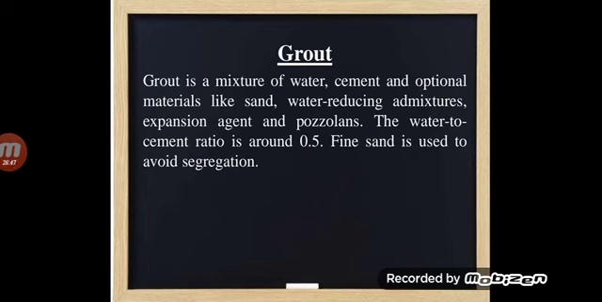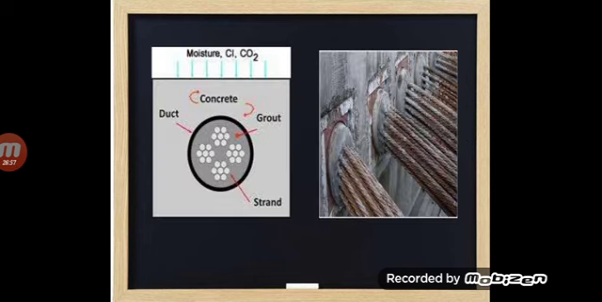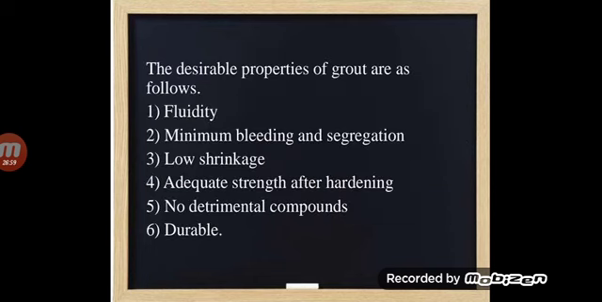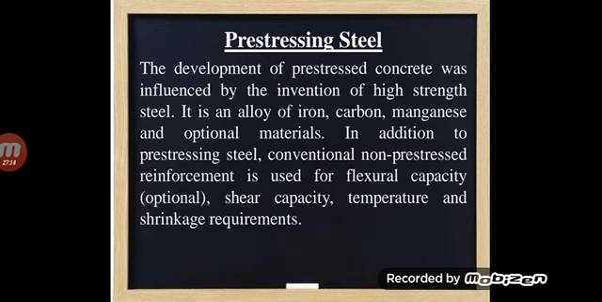Next one, grout. Grout is a mixture of water, cement and optional materials like sand, water reducing admixtures, expansion agent and pozzolans. The water to cement ratio is around 0.5. Fine sand is used to avoid segregation. The desirable properties of grout are as follows: fluidity, minimum bleeding and segregation, low shrinkage, adequate strength after hardening, no detrimental compounds.